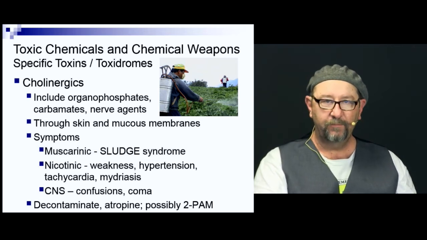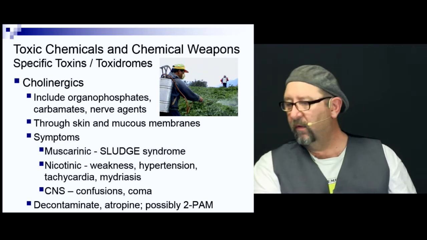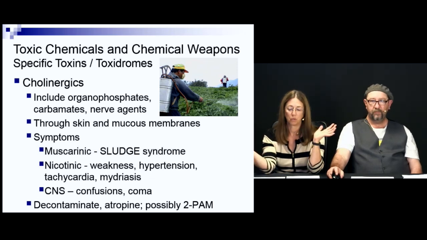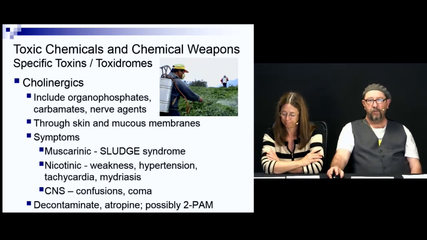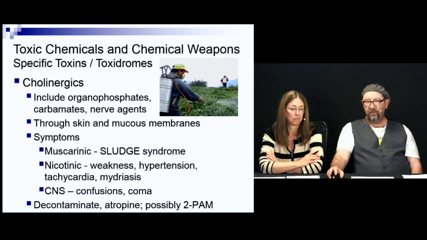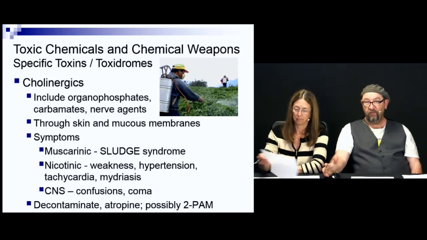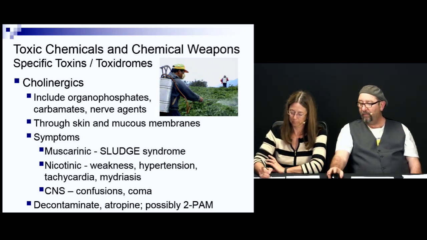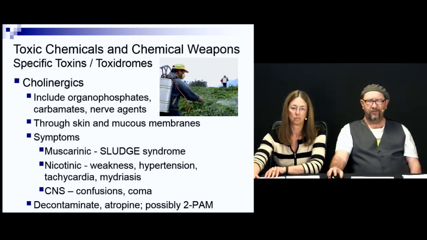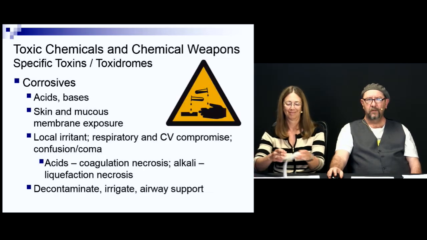Right, and SLUDGE is salivation, lacrimation, urination, defecation, gastric emesis. So every orifice produces fluid, basically. And then the CNS, confusion and coma. So how do you treat these? You decontaminate these, and particularly if it's a nerve agent, you definitely need to be protected yourself. Atropine and possibly 2-PAM. There are some where 2-PAM doesn't work. A few. This is the carbamates, something like that, where 2-PAM doesn't work. I can't remember exactly. I think that's the answer.